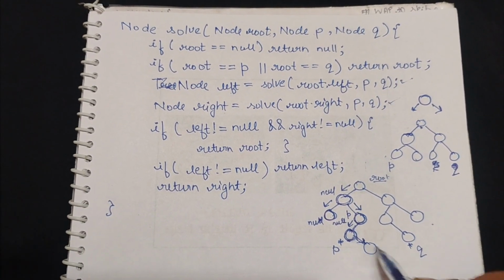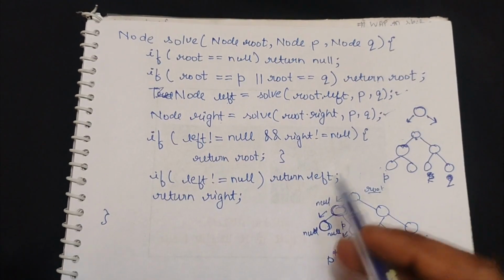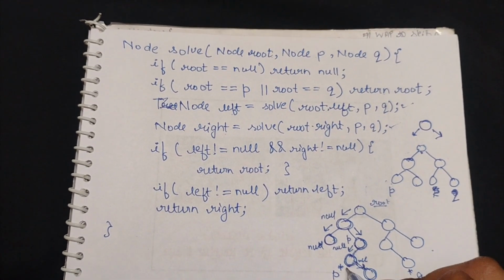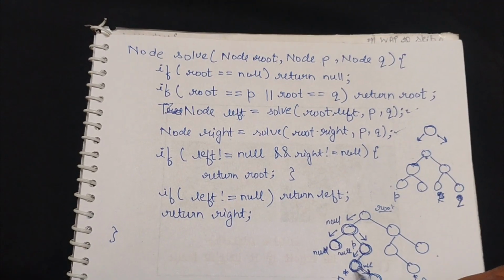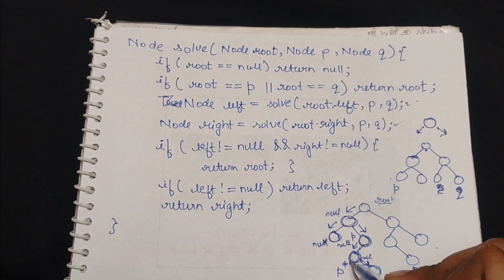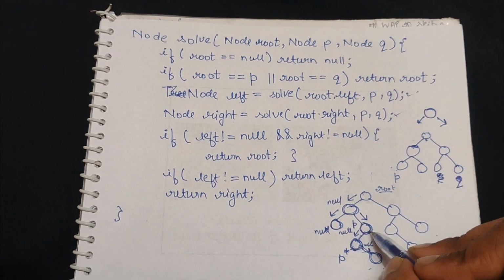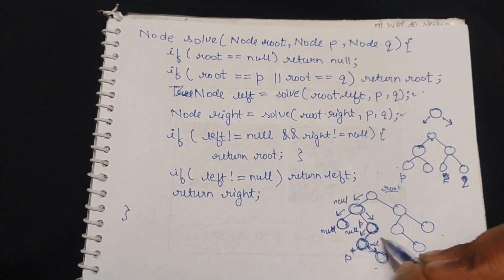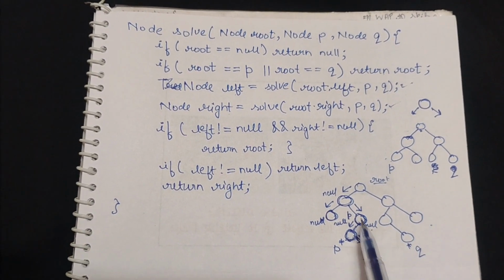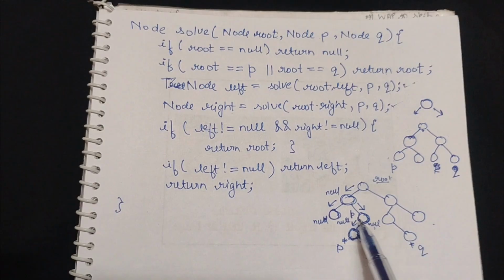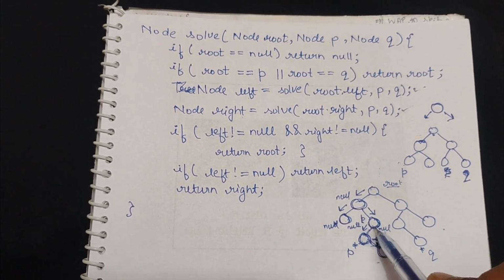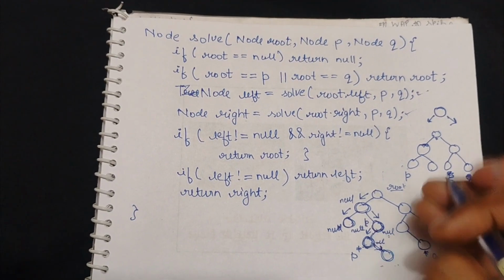When it goes towards its right, it will get null because it is not equal to p or q, as we can see. So it will give null from its right, and this node will hit this condition: left is not null, so it will return p over here. It has got nothing from its right, so it gets null from its right, and again this node will hit this condition because right is null and left is not null, so it will return left, that is, this node will return this to above.